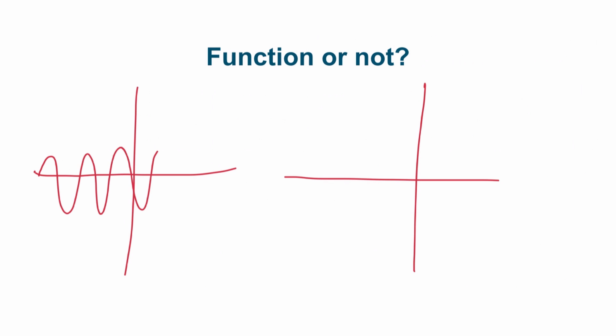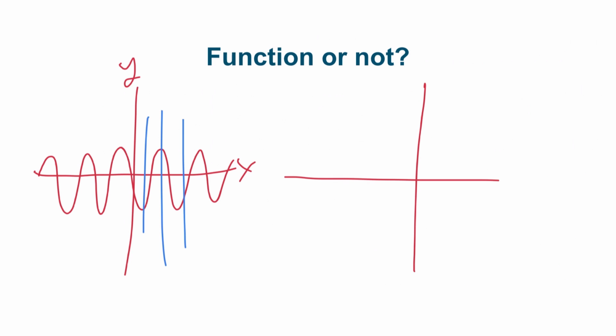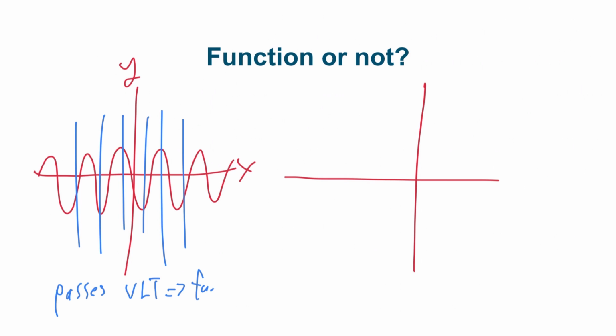So something like this maybe. If you're familiar, this would be something related to a sine or a cosine function. Looks complicated. It's kind of repeating itself somehow. But for us, it doesn't really matter. Is it a function or not? Well, I draw some vertical lines, and each one is only intersecting the function once. So it passes the vertical line test, which implies that it's a function.